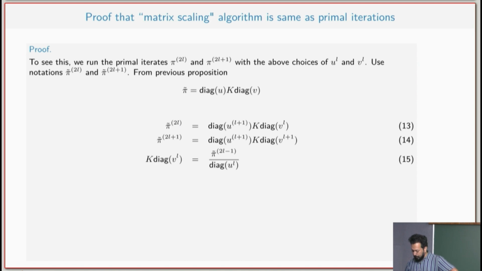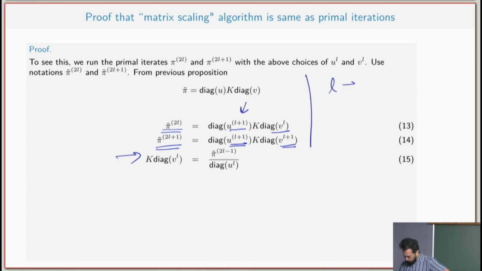So π̃_{2l}, we can write this as diag(u_{l+1}) K diag(v_l). So we have the recently updated u with l+1, and we have the old one, and then at the next step we know that for 2l+1, this will be frozen and this new v_l will be taken. Okay, so that's how we go about that. So what we are saying is that u and v alternating is similar to having an even update of the π̃ and an odd update of the π̃.